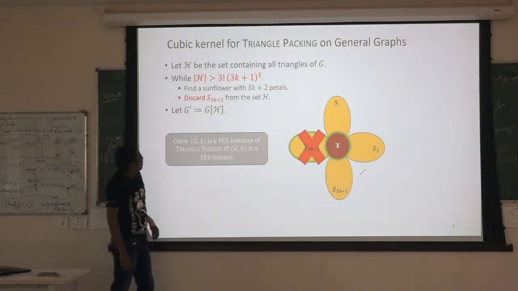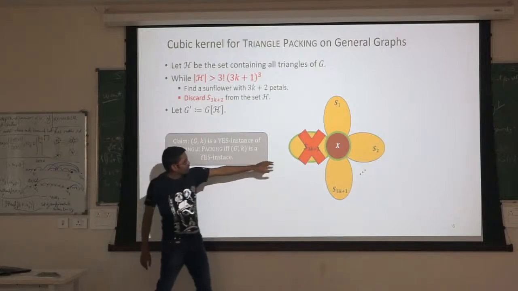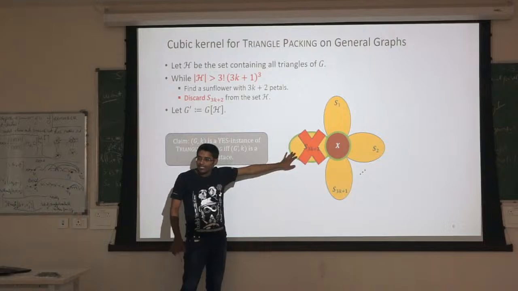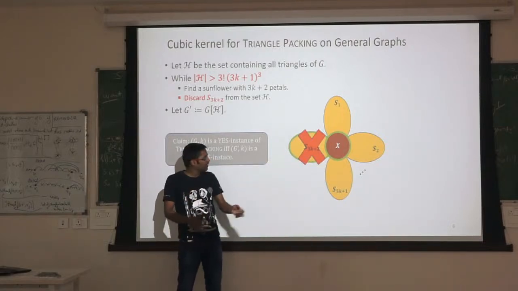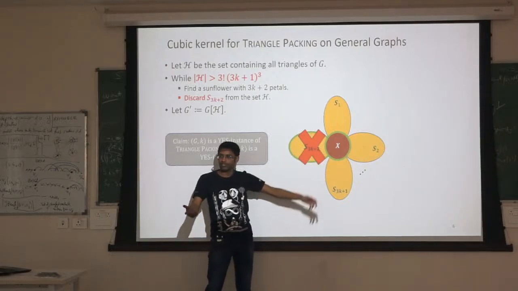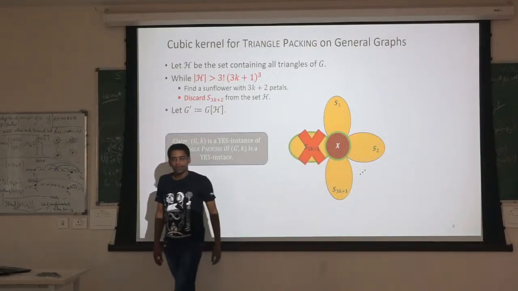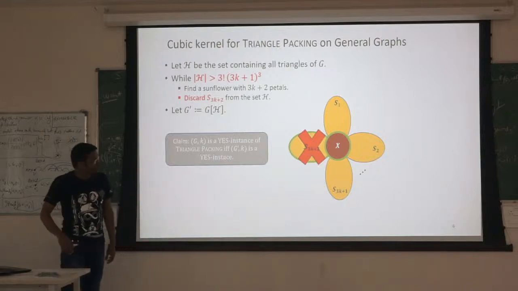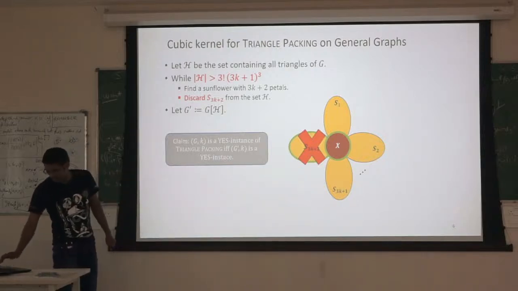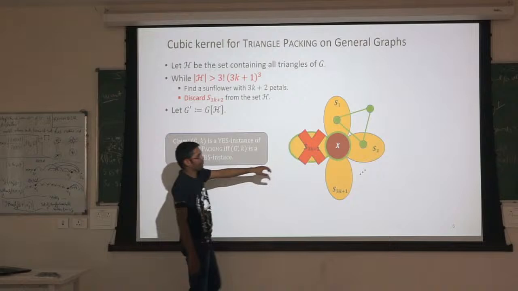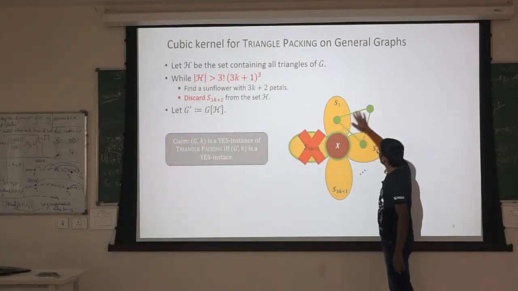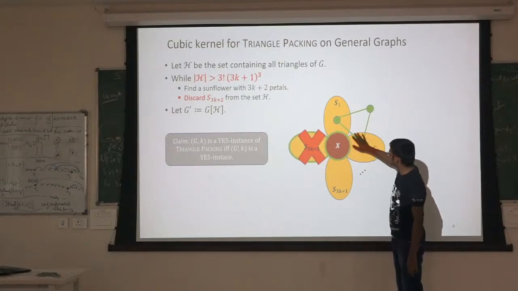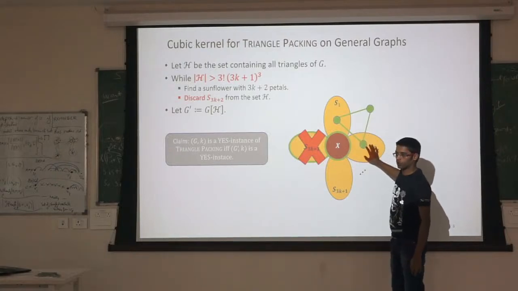Okay? And the one thing that we removed was actually part of a triangle packing. That is the only problem, no? If that one thing was not part of a triangle packing, then you already have other triangles, so that itself is a solution. But if it was part of the packing, then note that any triangle you have in the graph, by definition, hits at most 3 of the petals.